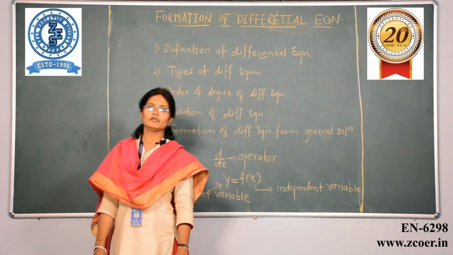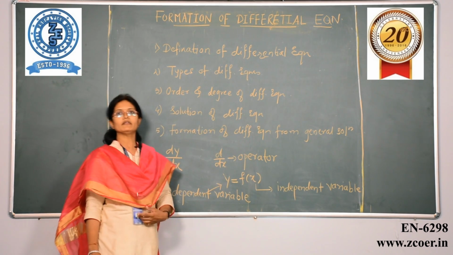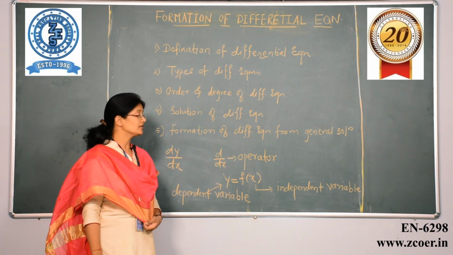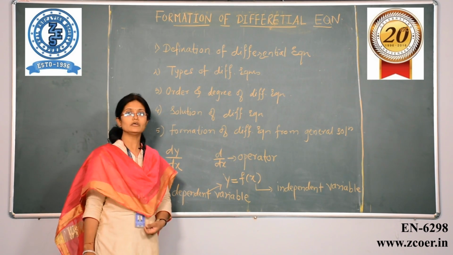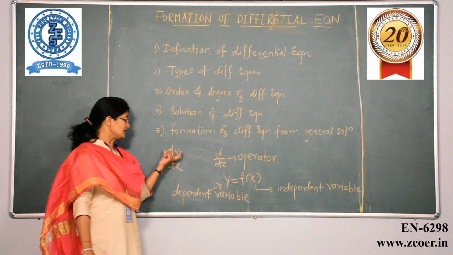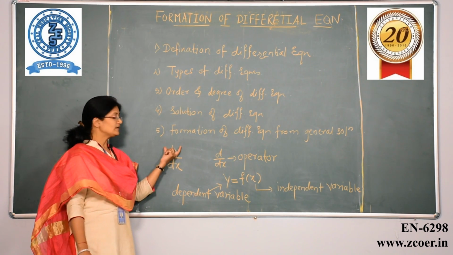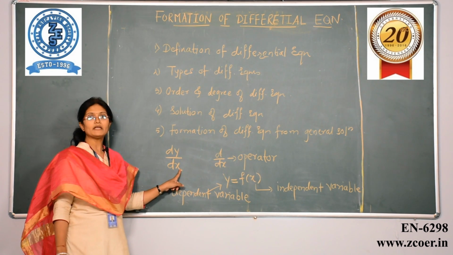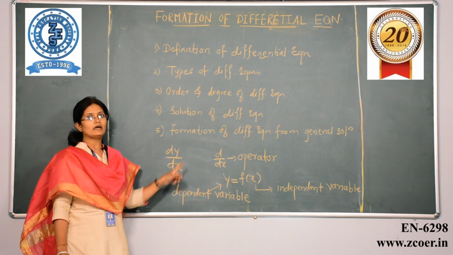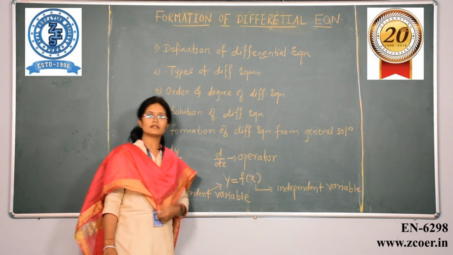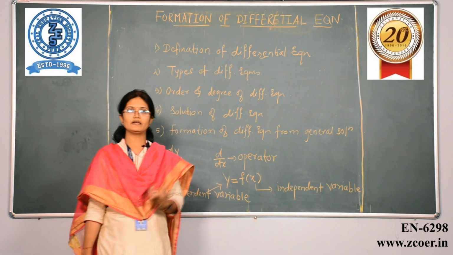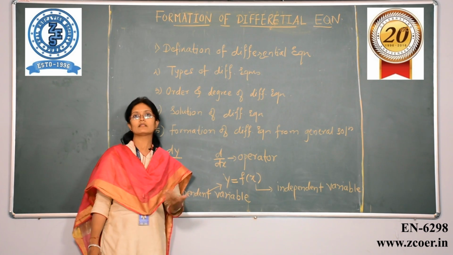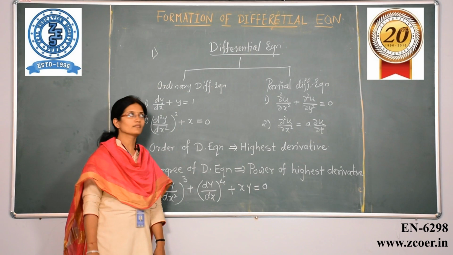For example, you know that velocity is nothing but rate of change of displacement with respect to the time. Acceleration is nothing but rate of change of velocity with respect to the time. So, the quantity dy by dx, we call it as the derivative of y with respect to the independent variable x. Now, the differential equation is nothing but an equation which contains the derivatives in it. Derivatives, we also call it as the differential coefficient.